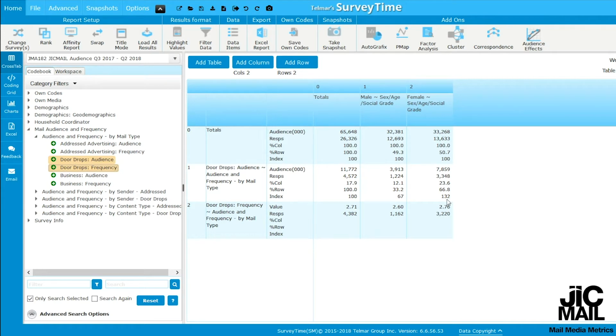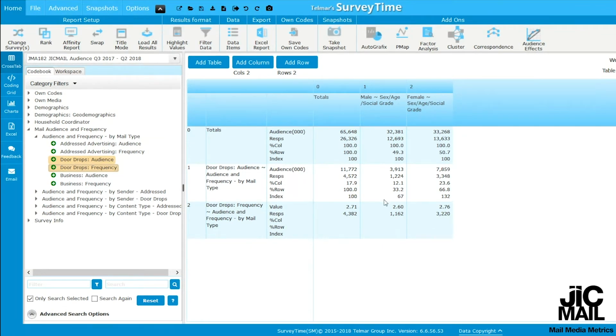Just as a reminder, JICMAIL uses the household coordinator to measure all mail exposures. The household coordinator is generally responsible for picking up the mail off the doormat every day and sorting through all the mail. And I'm afraid gender stereotypes exist here, so 70% of all household coordinators are women, which is why we tend to see higher exposure levels for pretty much all mail types amongst women than men. But we'll have a look in a later module at how we unpick specific insight around that male target audience.